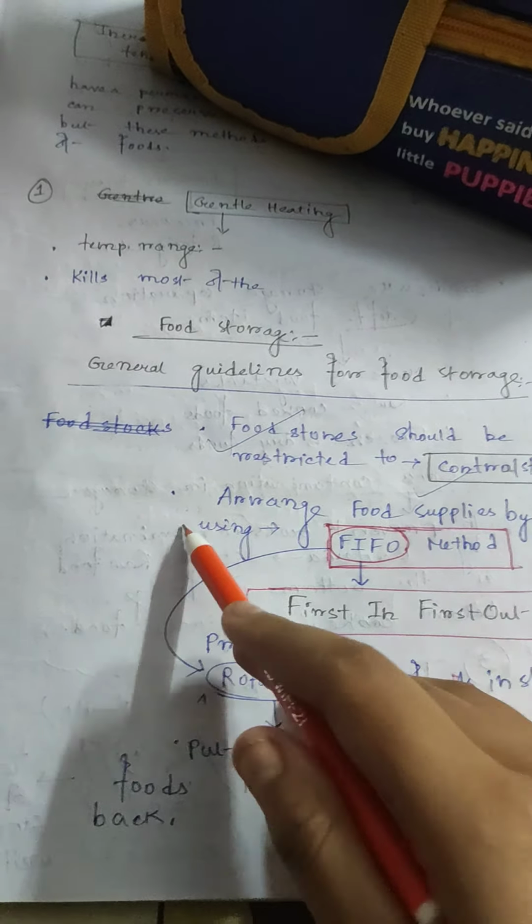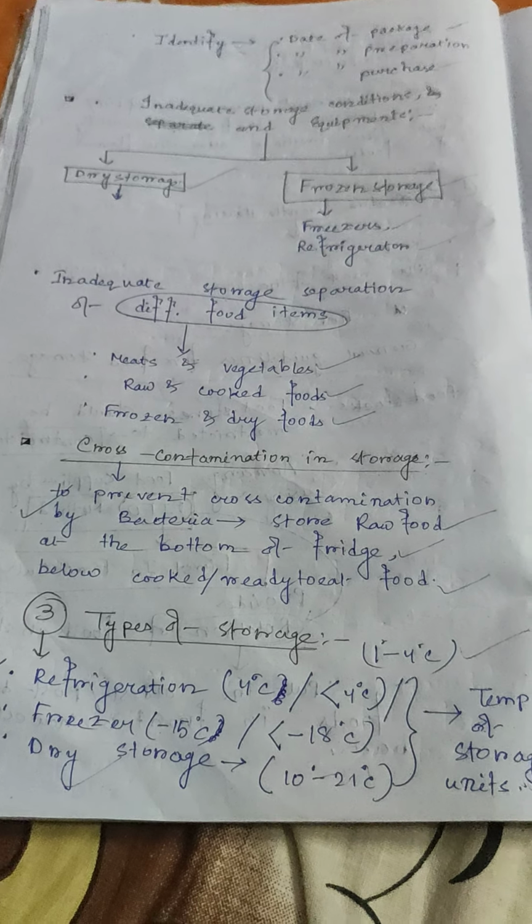Three types of storage are there: refrigeration, freezer and dry storage. Refrigeration: 4 degrees Celsius or less than 4 degrees Celsius, or 1 degree to 4 degrees Celsius temperature of storage units. Freezer: minus 15 degrees Celsius to or less than minus 18 degrees Celsius. Dry storage: 10 degrees Celsius to 21 degrees Celsius.